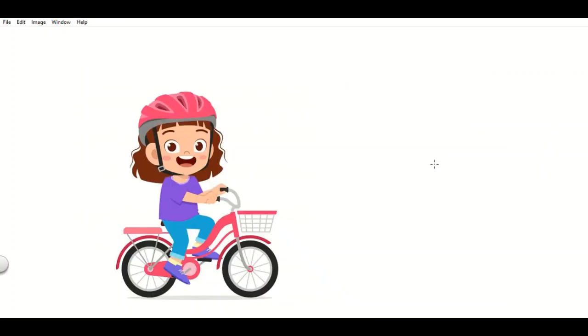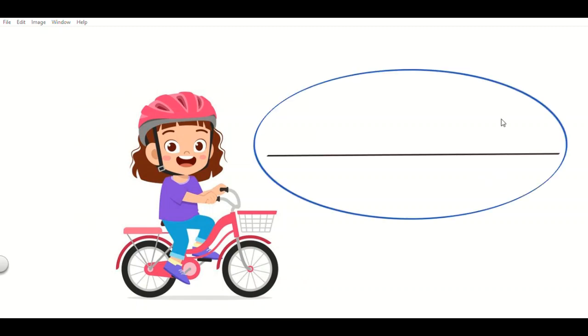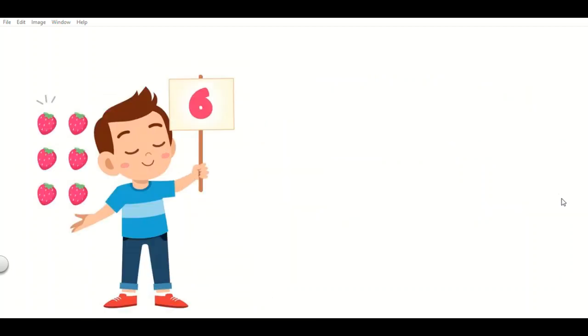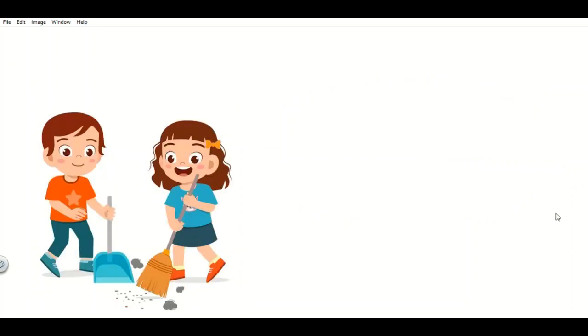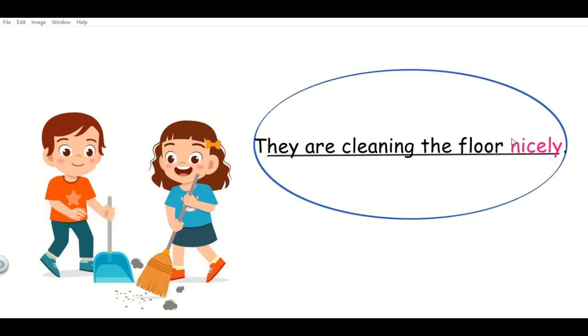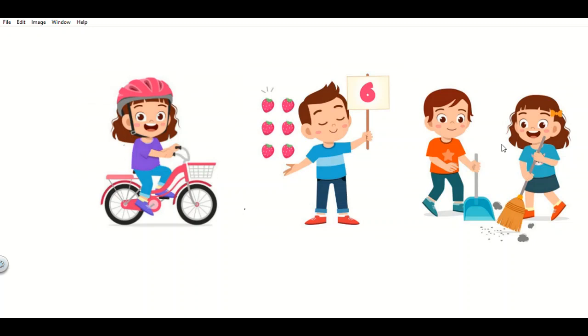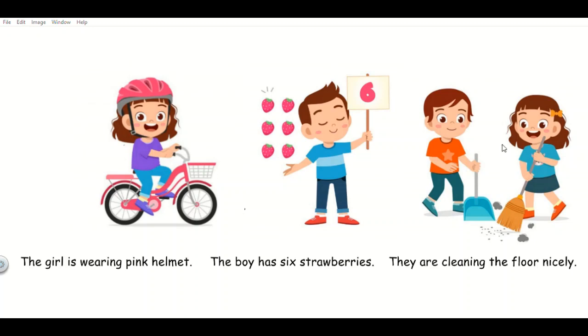Children, look at the picture. The girl is wearing pink helmet. See this picture, children. The boy has 6 strawberries. Look at the picture. They are cleaning the floor nicely. Let's read all these 3 sentences once again.